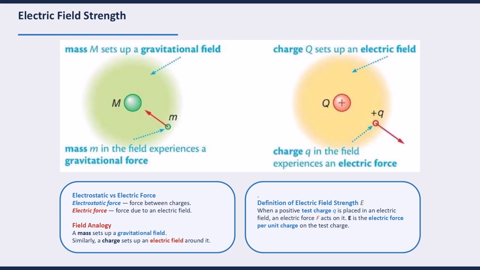Every time current flows in a circuit, it's because an electric field is pushing charges through the conductor. The battery creates the field. The field does the work.